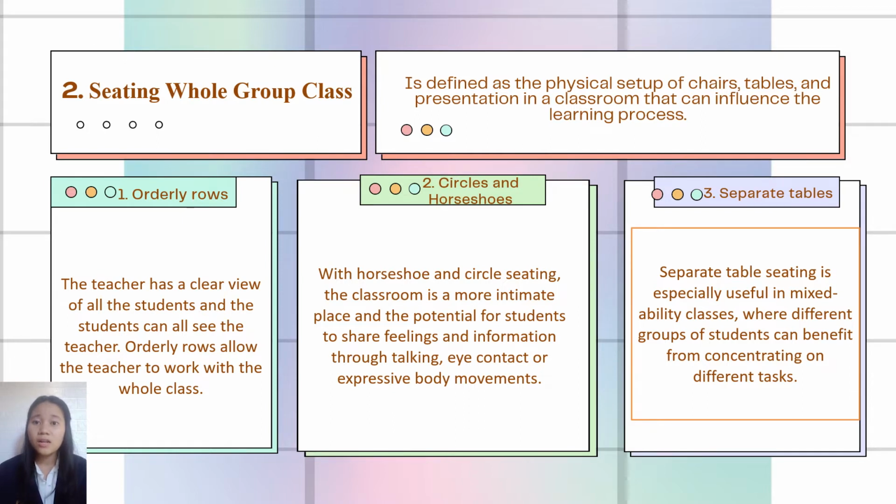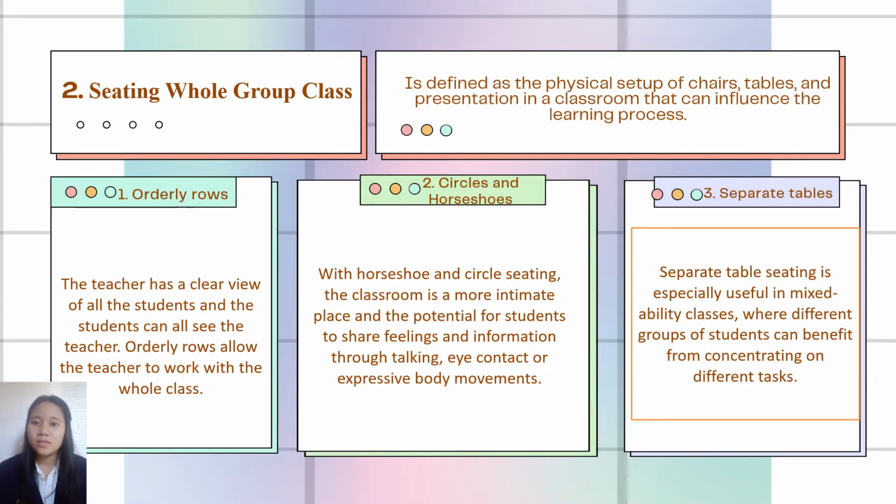The teacher has a clear view of all students and the students can all see the teacher. Lecturing is easier with such a seating arrangement since it enables the teacher to maintain eye contact with the people he or she is talking to. Orderly rows allow the teacher to work with the whole class. In addition, the disadvantage of using orderly rows can be not well organized. The teacher will have difficulty moving from one student to another.